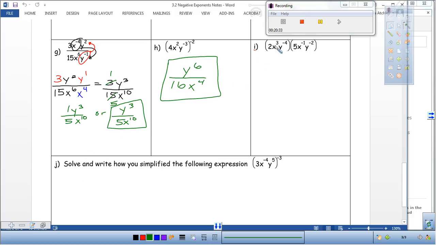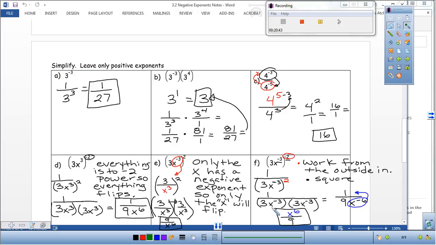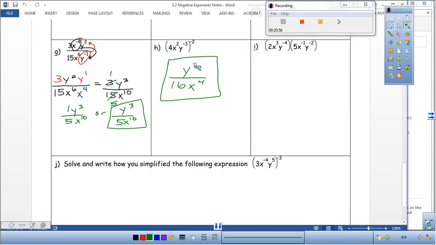Correct. Just like we did in F. Right? The 9 didn't come with it. Even if it was a variable, another variable, it doesn't go with it because the only thing that was a negative exponent was that x to the negative 6. So the y was the only thing with the negative 6, so it was the only thing that moved. Okay, next one.